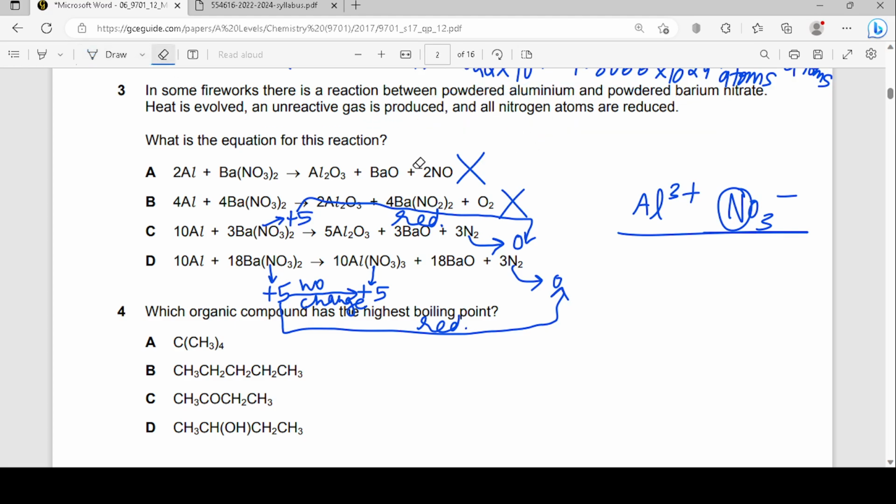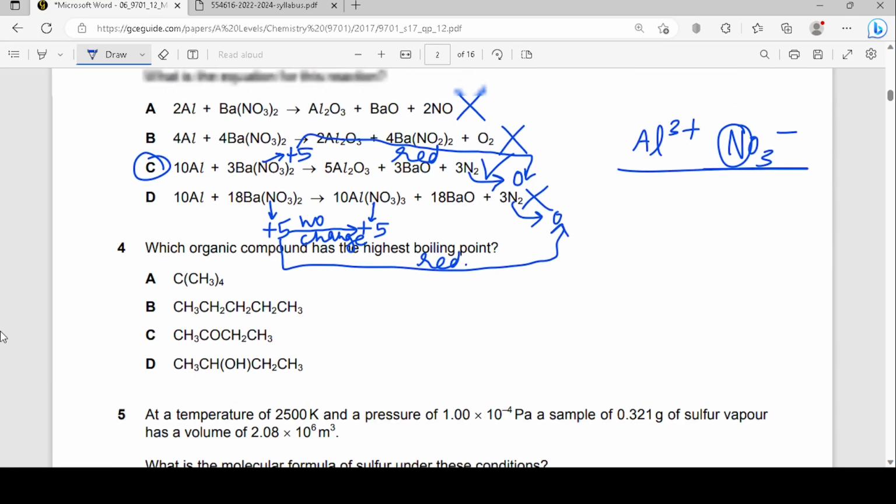Because of that, I think option D is wrong, because not all the nitrogen atoms are reduced in option D. Therefore, the answer must be C, where there is definitely an unreactive gas produced and all nitrogen atoms are reduced as well. And heat must be evolved as well. So C is going to be the answer.